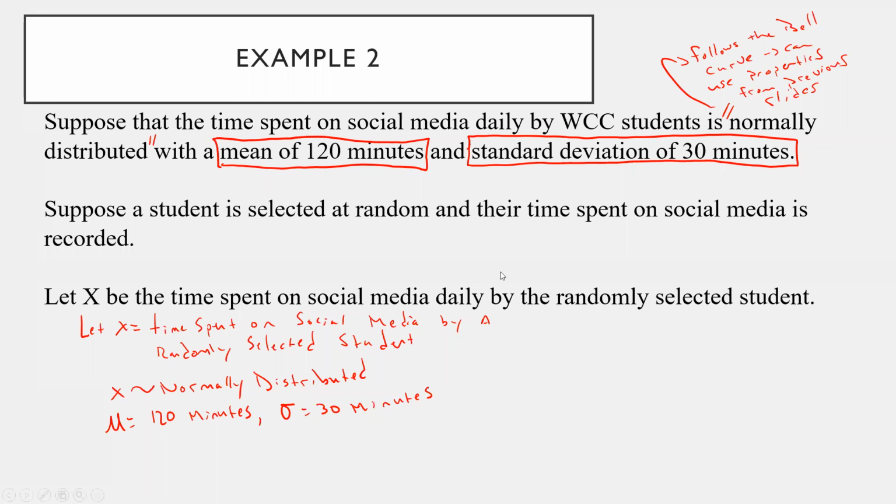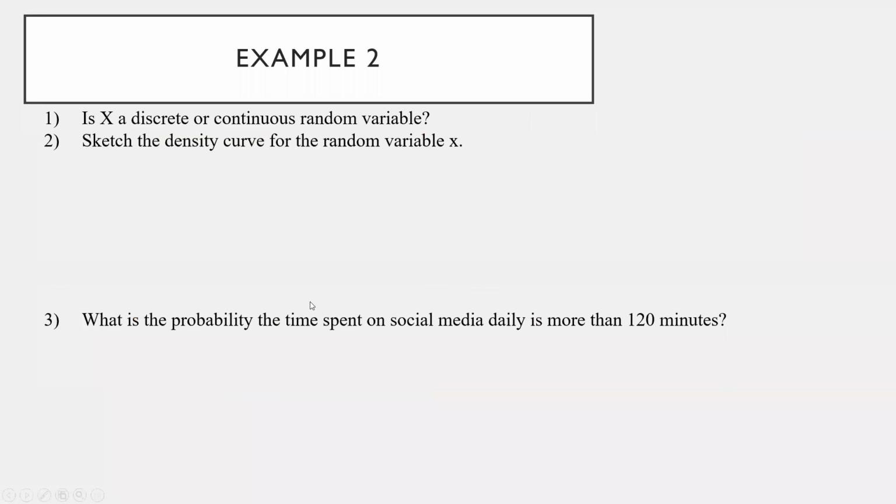Okay, good. All right, so I've got this random variable X here, okay? So here are a couple questions. Is the random variable X a discrete or a continuous random variable? So basically what I'm asking is, is time a discrete or continuous variable? All right, thank you, Alyssa. Yep. Okay, so this X variable, it's a continuous random variable.